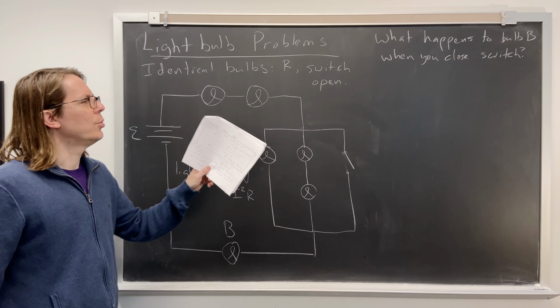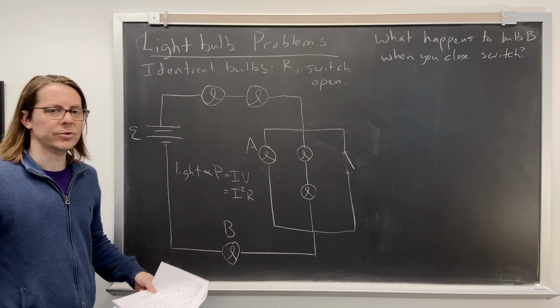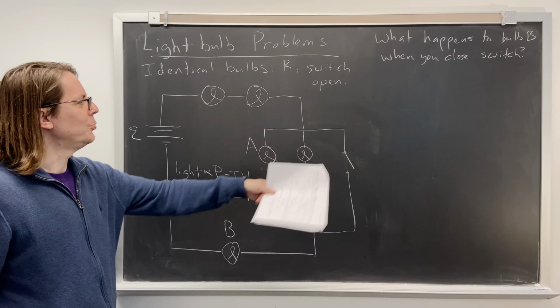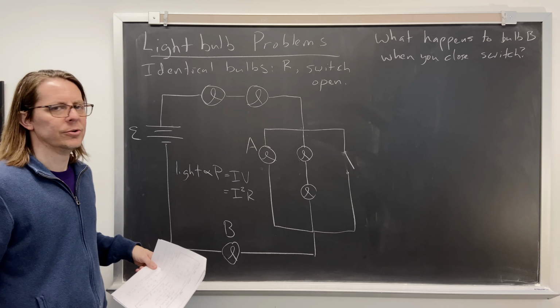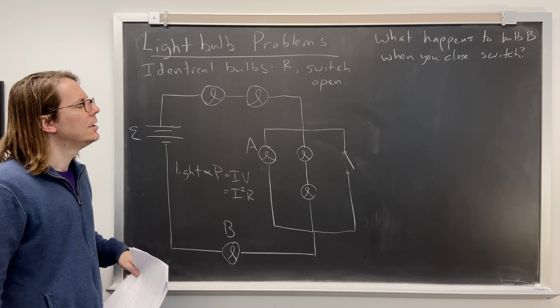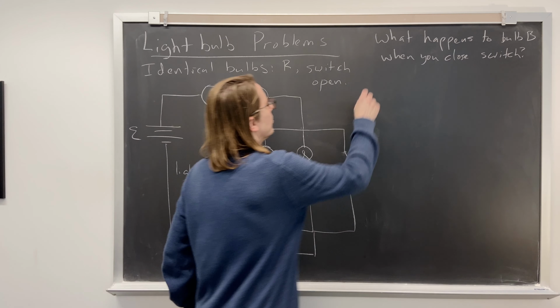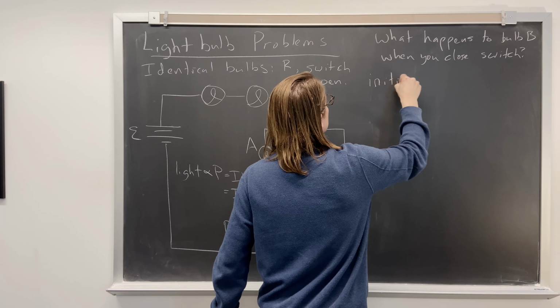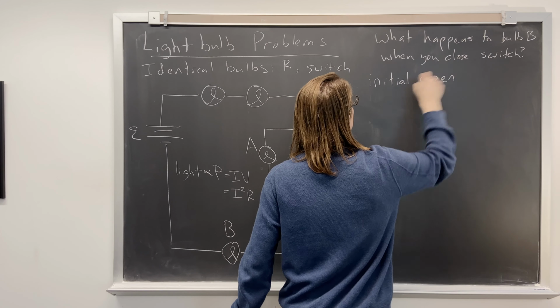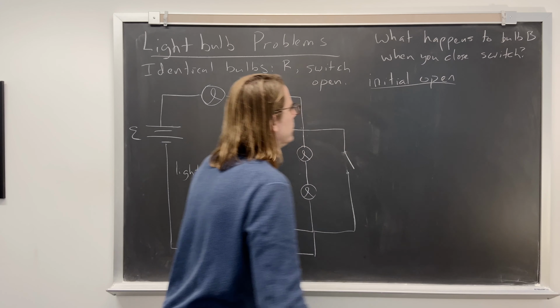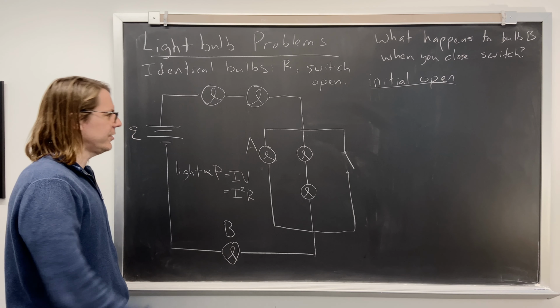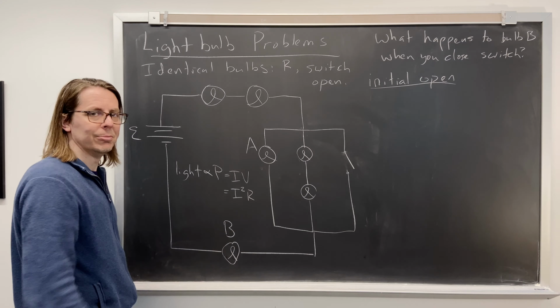Now we're going to consider what happens to bulb B when you close the switch. So same circuit, switch opened, maybe you have some light, switch closes, maybe you have a different amount of light. All right, so let's start with the initial, open. Here we go. We have to think about the current in bulb B.